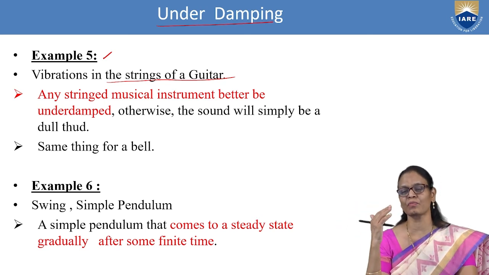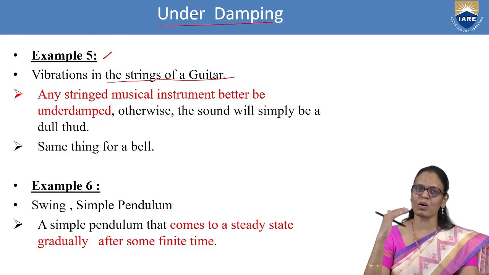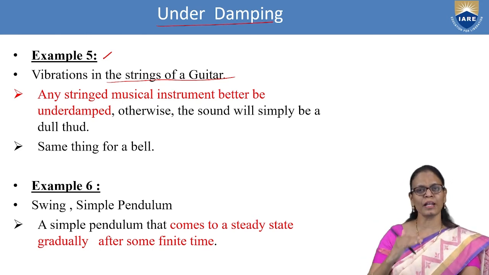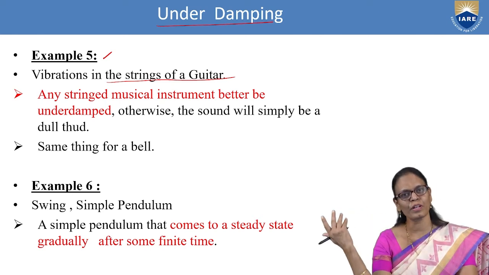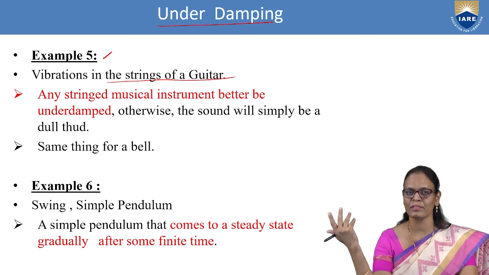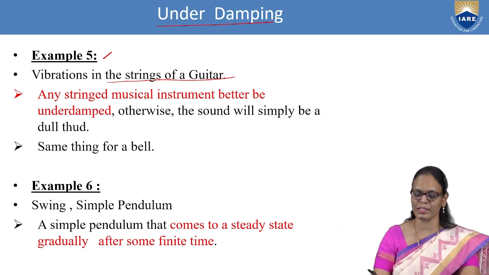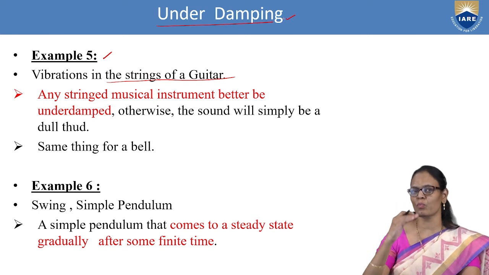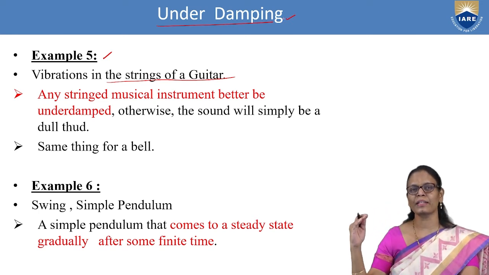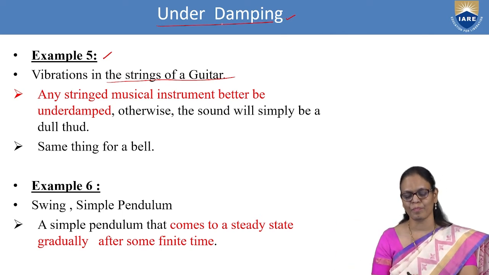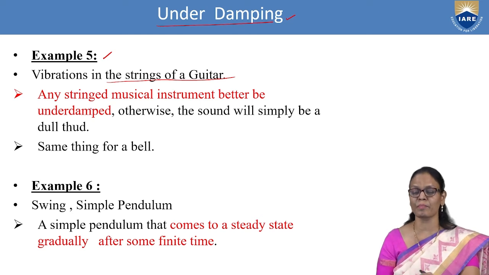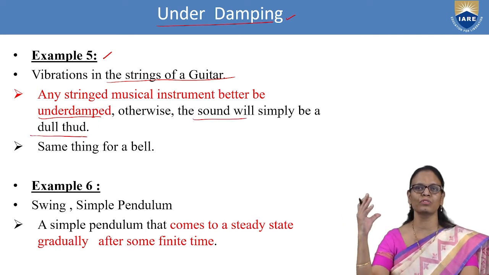Now imagine when you pluck the string, without oscillating, the string comes back very quickly to its mean position or the equilibrium position. Then you will not hear any music, it will be only a noise. So what is required here is underdamping. You need the wires to vibrate, and then they will come to rest gradually. That is what we call underdamping. So any stringed musical instrument should be underdamped. Otherwise, the sound will simply be a loud noise.